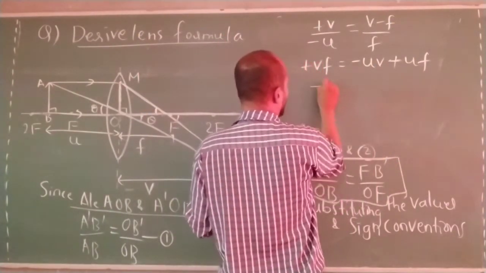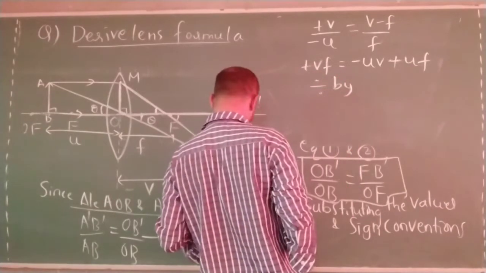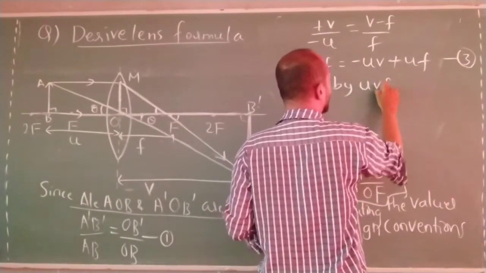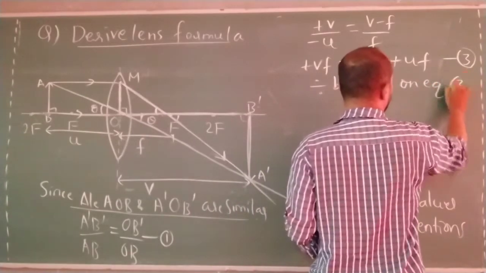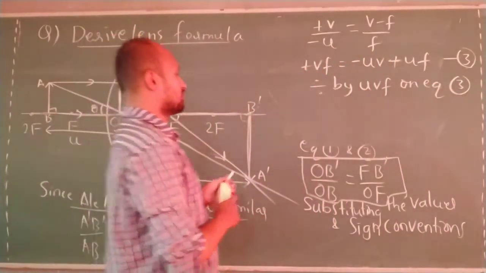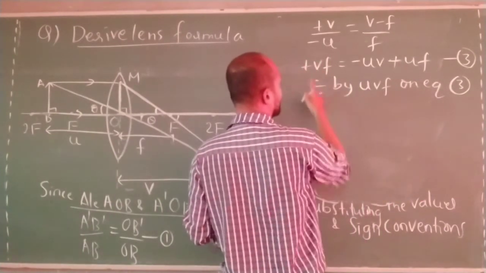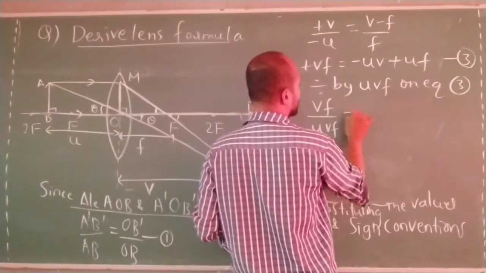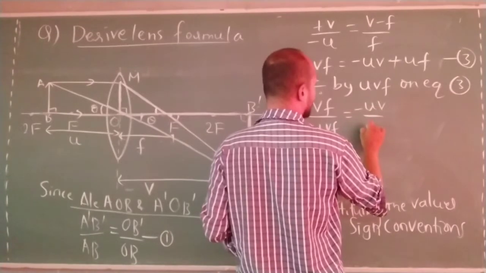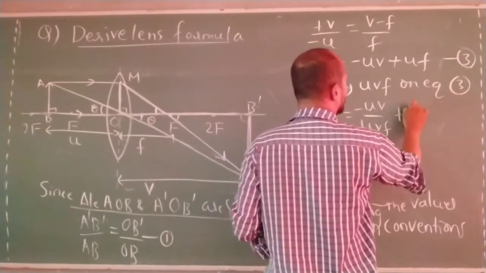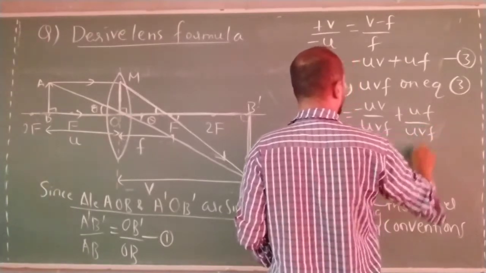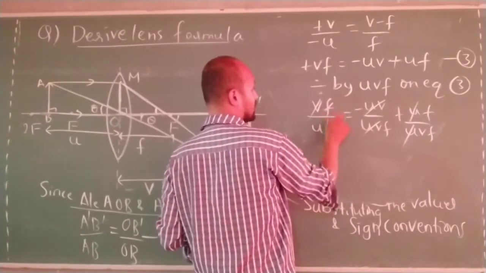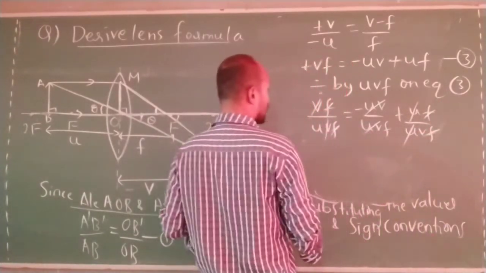I will divide. Let us take this equation as 3. Divide by UVF on equation 3. You are going to get, what is that? VF divided by UVF is equal to minus UV divided by UVF plus UF divided by UVF. They are getting cancelled. Here also getting cancelled. What is remaining?